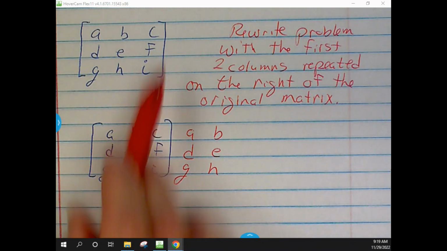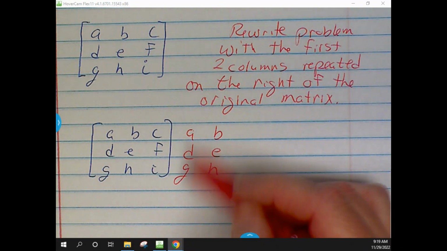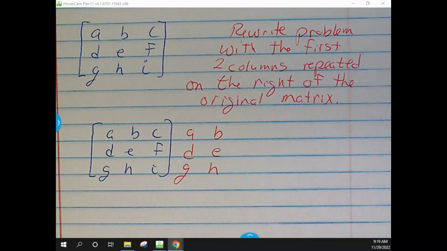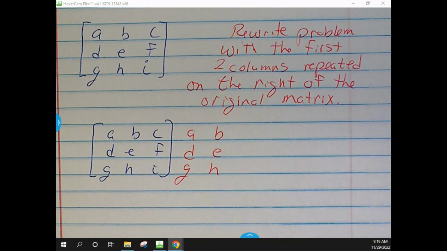Okay, so take the original matrix, the original 3x3, and just rewrite the first two. Basically, it's almost like you're going to take this and put it beside it, but you just leave off the last row when you write it over here. All right, and here's why you're going to do this. Once you rewrite it here, now you're going to do your cross products.